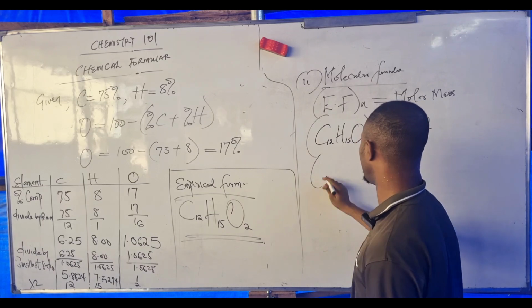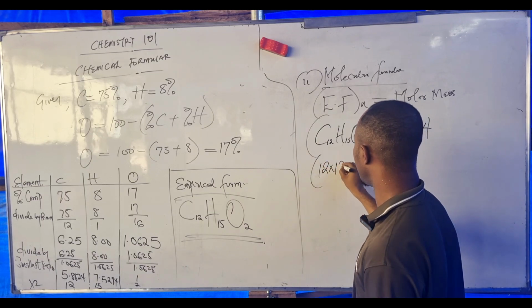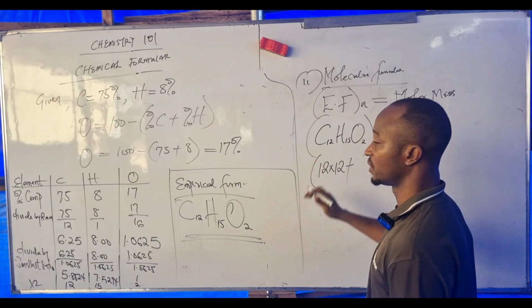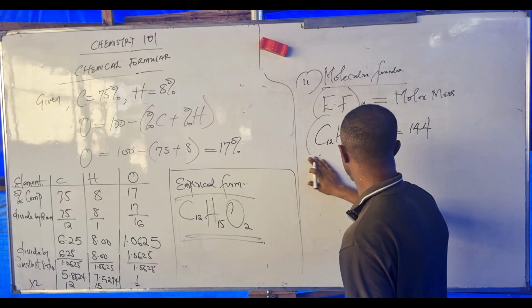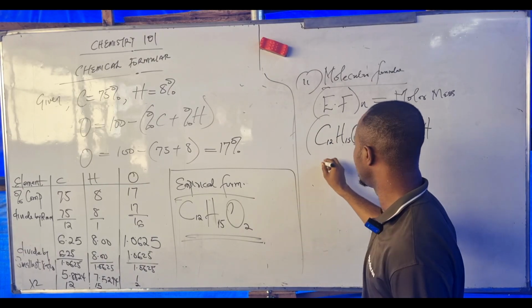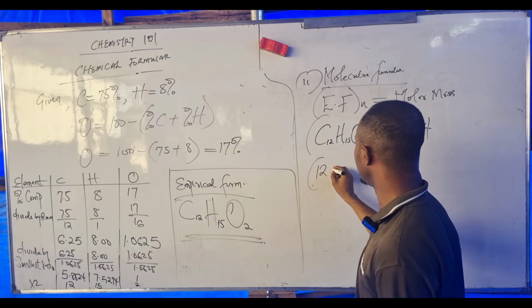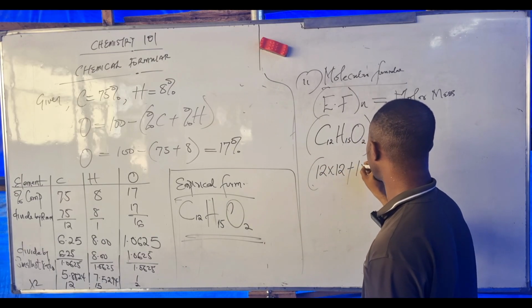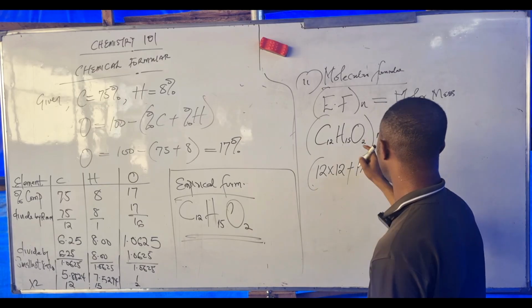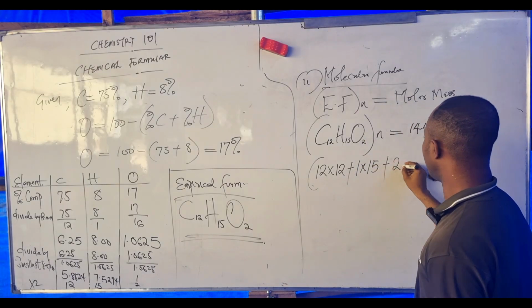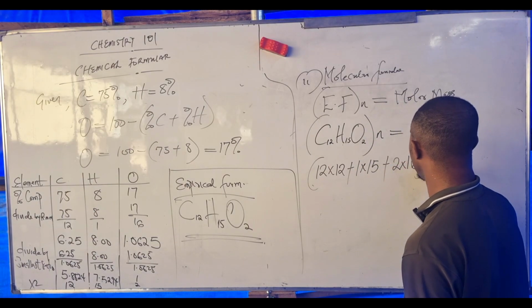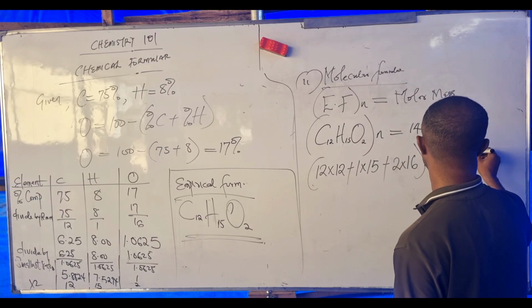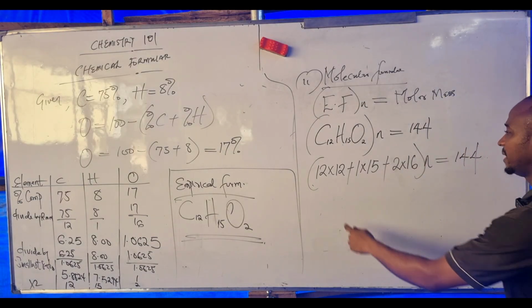Sorry, 12 times 12. Thank you. 12 times what? Plus what? What about hydrogen here? Let's repeat again. Let's find the relative molecular mass of this compound. Here we have 12 for carbon times 12. Plus, what about hydrogen? 1 times 15. What about oxygen? 2 times 16. All multiply with n. N equals to what? 144. Can we please add up this for me?